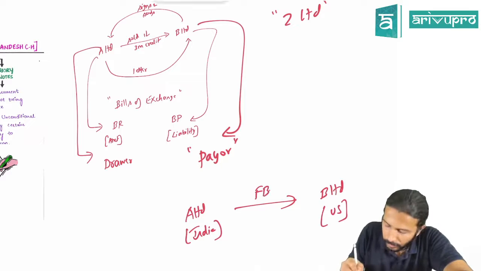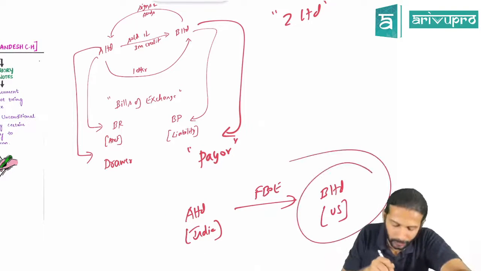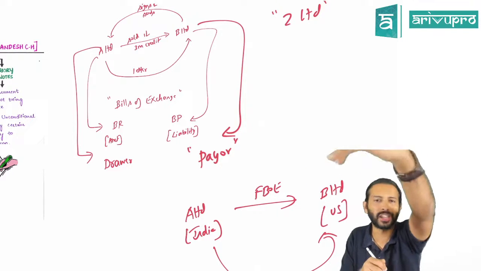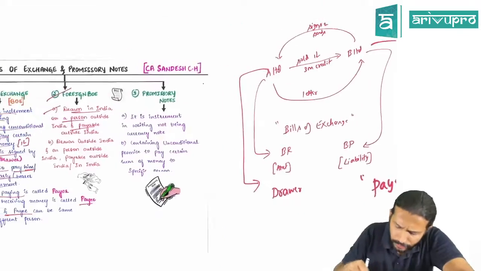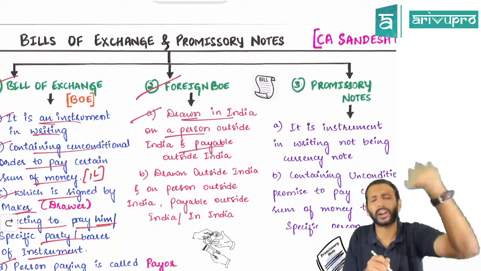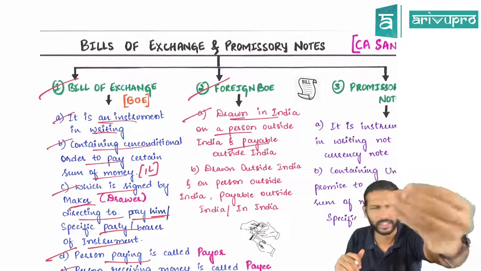How? Because A Limited is the maker who is in India. It is drawn upon a person. A Limited made this letter on behalf of B Limited. But B Limited is outside India, no? Yes, correct. If it is drawn on a person outside India and payable outside India, then it becomes a foreign bill of exchange. As simple as that. The same process if you do it outside India, we call it foreign bill of exchange.